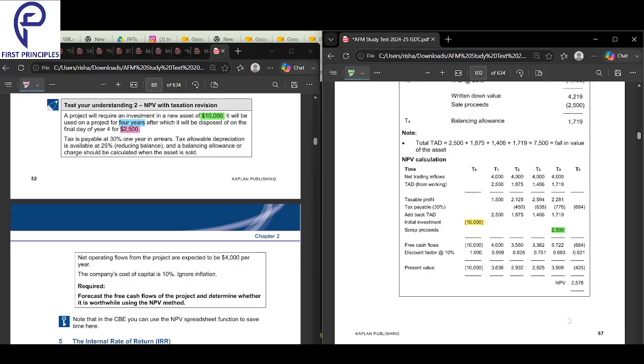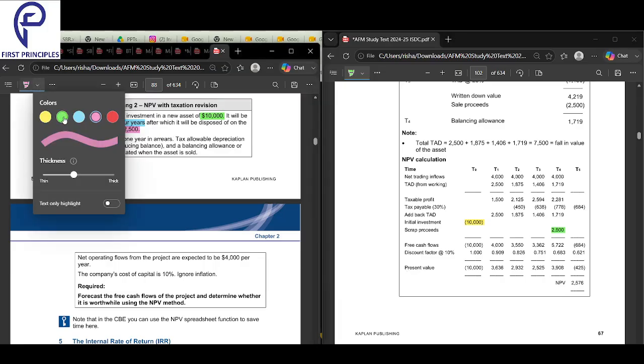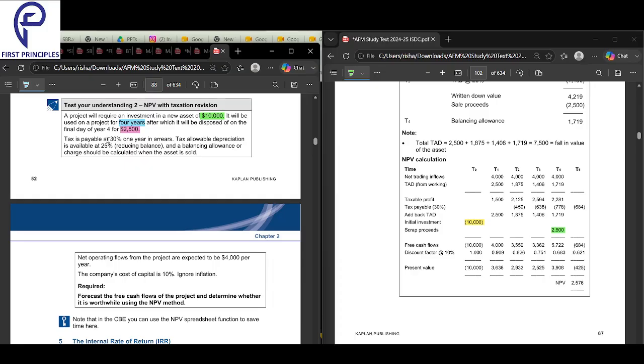Next, tax is 30% paid 1 year in arrears. That means you pay 1 year late. The first tax you should ideally pay at time one, but now you will pay it 1 year later; you start paying your tax at time two. The first year ends at time one, so paying 1 year late means you start paying tax in year two. So you're paying 30% 1 year in arrears.